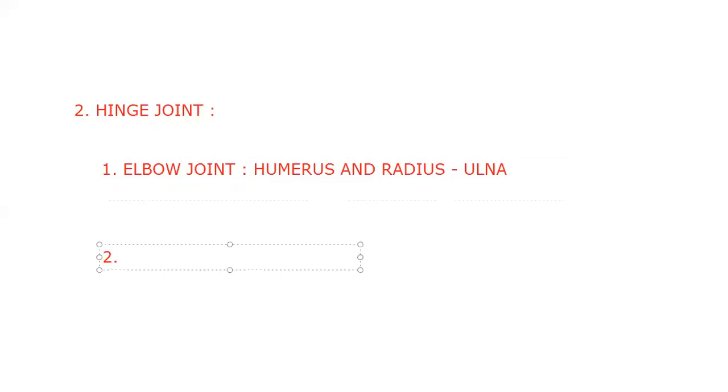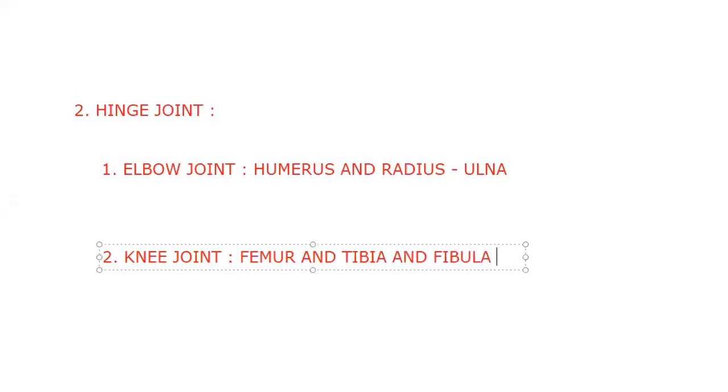One more example here: the radius, humerus, and radius-ulna. And the next example, we are talking about the knee joint. Where do you see this particular joint? Between the femur and tibia-fibula. Okay, so this is the knee joint. We can see that the elbow joint is between the humerus and radius-ulna, and the knee joint is between the femur and tibia-fibula. So that's it.